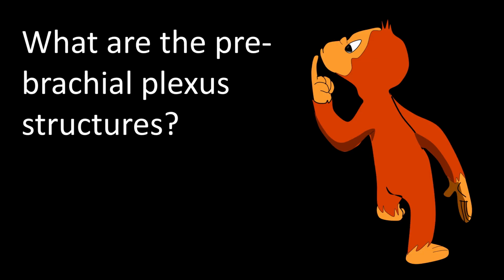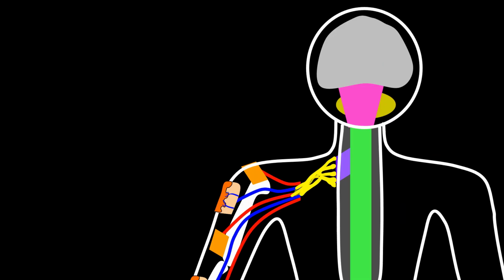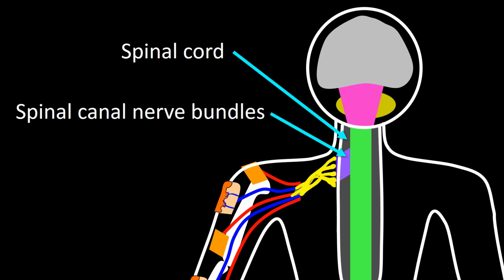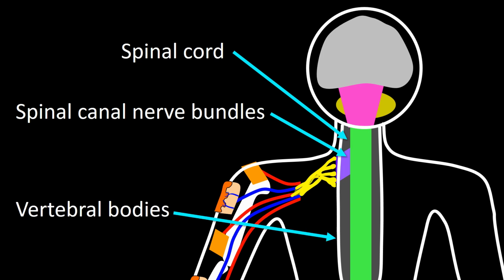The third question I'd like to address is, what are the pre-brachial plexus structures? Here I have reintroduced the enlarged cartoonish representation of the brachial plexus to indicate the pre-brachial plexus structures, which we will define as the spinal cord in green, the spinal canal nerve bundles in purple, and the vertebral bodies.